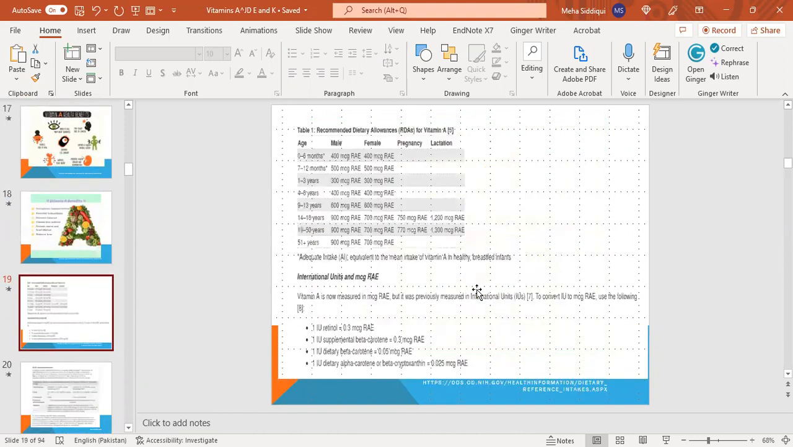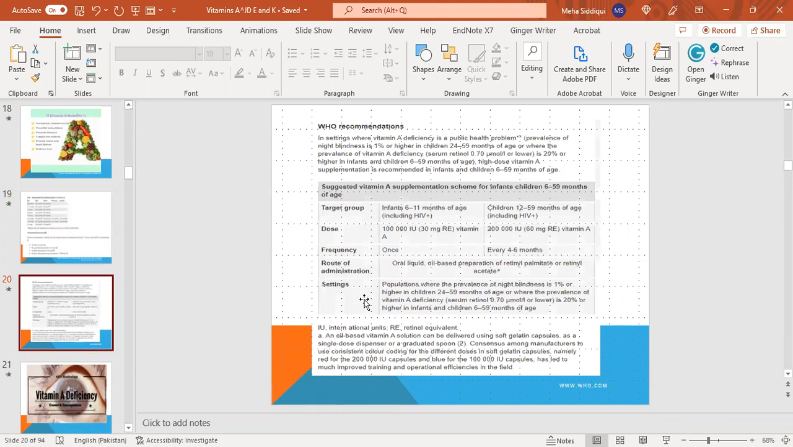Recommended daily allowance for vitamin A for 0 to 6 months. It is given as same dosage for male and female. That is 400 RAE, and this RAE stands for retinol activity equivalent. Then for 19 to 50 years of age, for male it is given as 900 microgram, while 700 microgram is given for females. WHO recommendation in settings where vitamin A deficiency is a public health problem, that is prevalence of night blindness is 1% or higher in children 24 to 59 months of age, or where the prevalence of vitamin A deficiency is 20% or higher in infants and children 6 to 59 months of age.